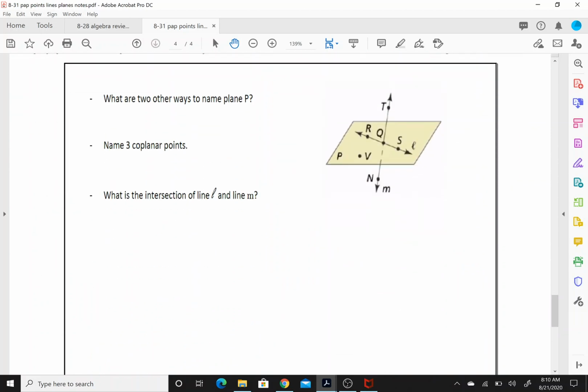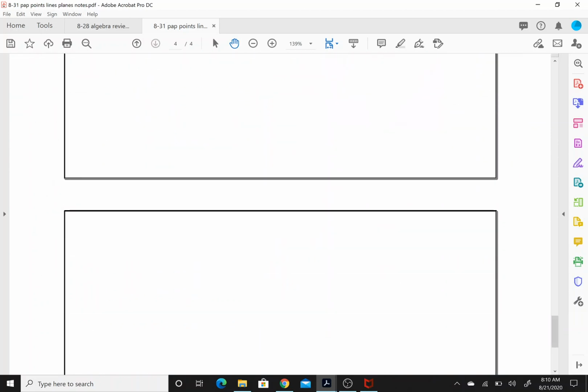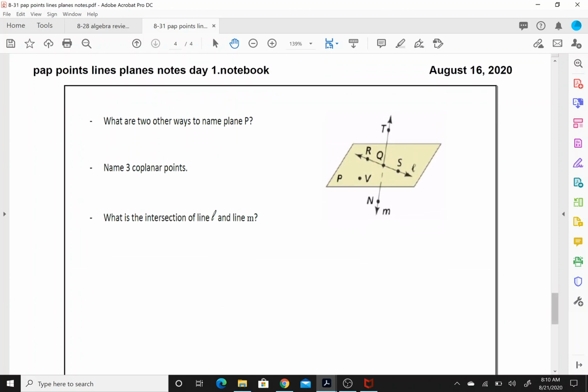So examples. And I think that's going to be the end of it after this. Okay, good. So what are 2 other ways to name plane P? So plane P, it's right here in the corner. And you see there's no dot next to it. So that's telling us it's naming the plane. Like you see how a V has this dot next to it? That's naming point V. Whereas this P over here has no dot, so it's plane P.